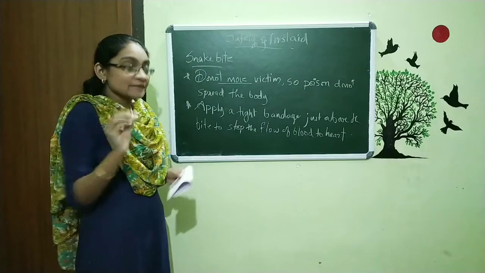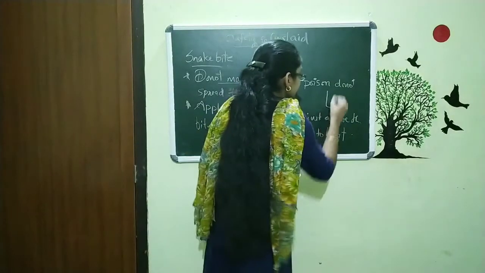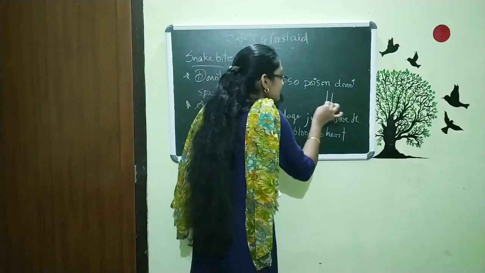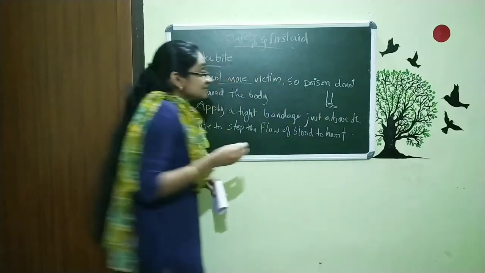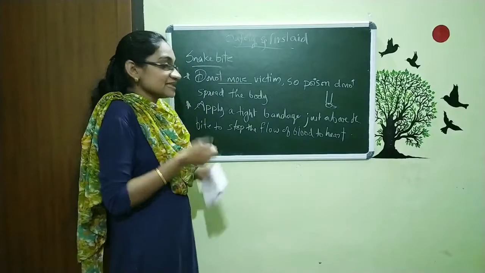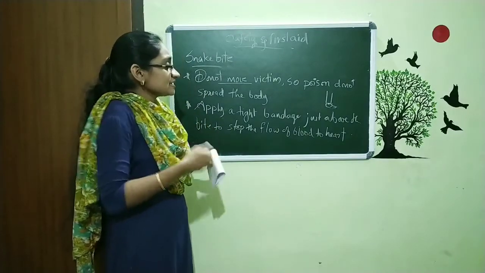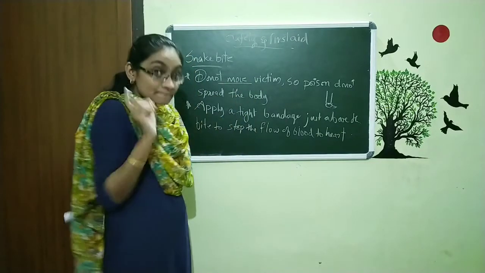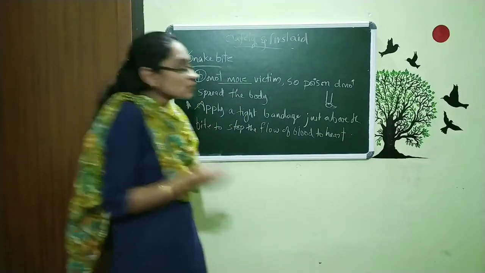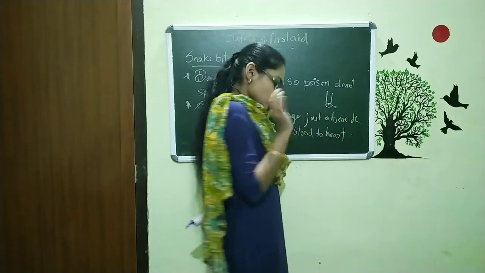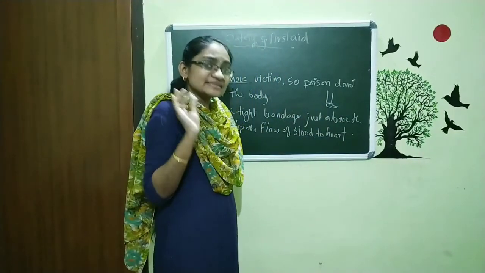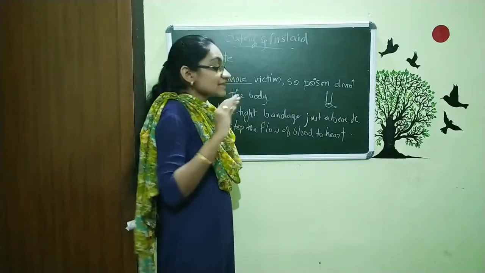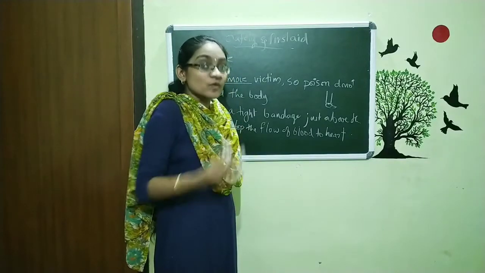That means if the person is having a bite at the leg, what we want to do is tie a bandage just above the affected region. When we tie it very tight, what happens then? The blood is unable to move from this region. It will flow, but it has a certain limit. Why are we doing this? We are doing this to control the spreading of poison through our body.